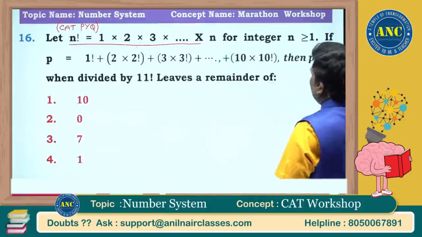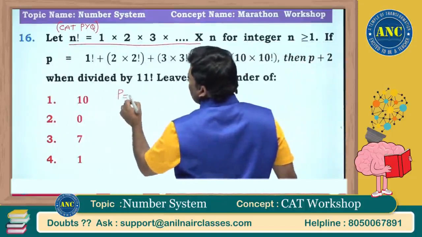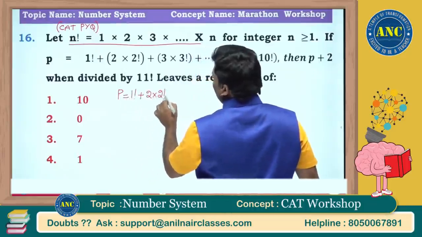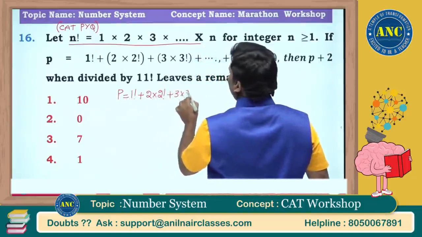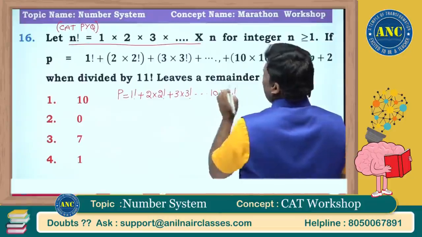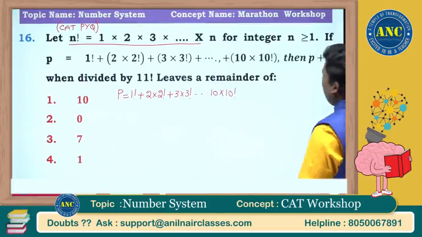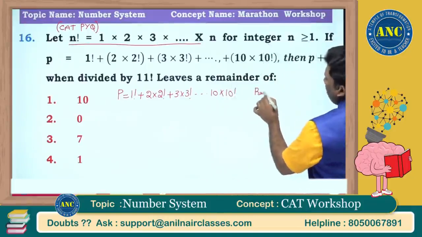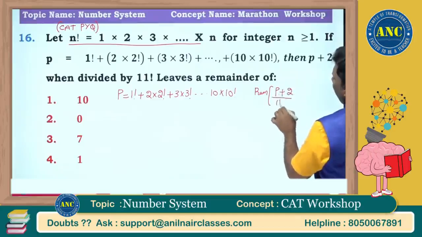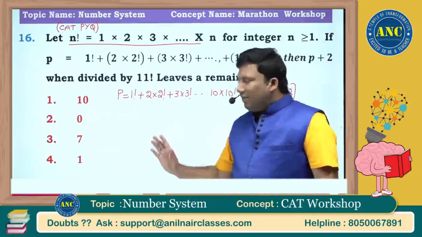For integer n greater than or equal to 1, there is a variable P that is defined as 1 factorial plus 2 into 2 factorial plus 3 into 3 factorial and so on up to 10 into 10 factorial. This is the expression. What is the remainder when P plus 2 is divided by 11 factorial?